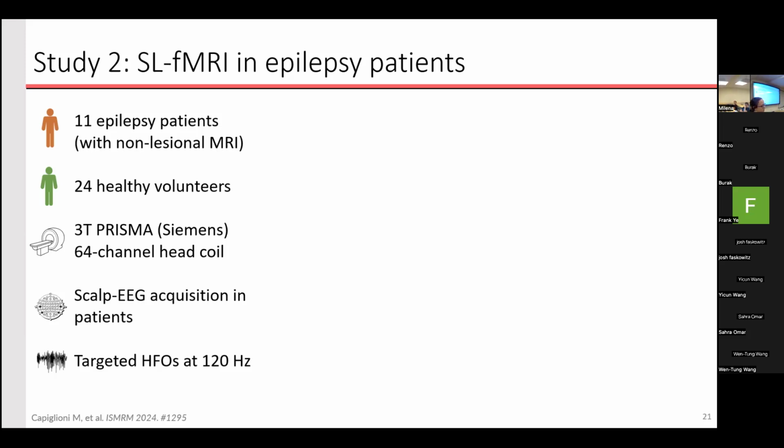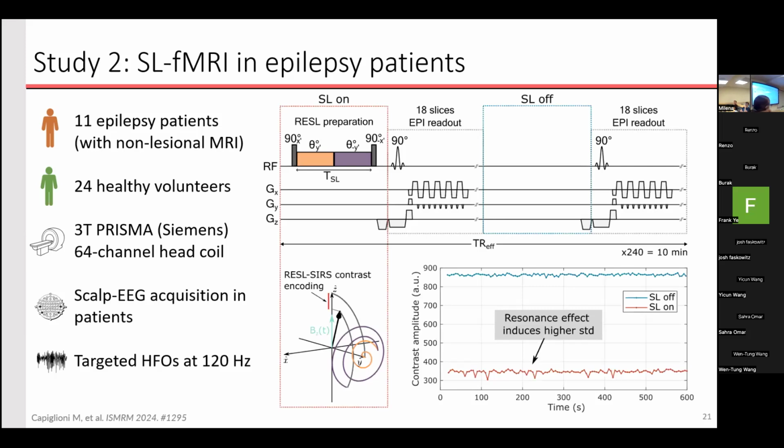And here we targeted 120 hertz as high frequency oscillations. I will discuss later if that's a good choice. But the thing is, here we are not using the optimal spin lock preparation that we studied before to compensate the brain inhomogeneity, because this was done in 2017, and that's the ethics that we have. So we are using this B1 robust preparation, but that's not B0 robust. So that's encoding also B0 effect.